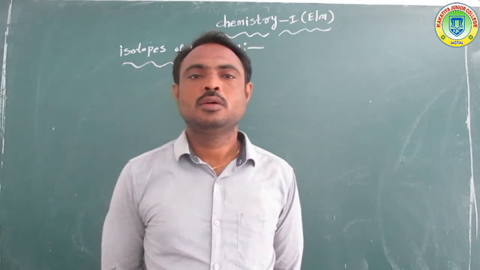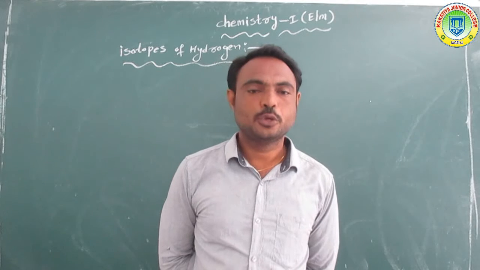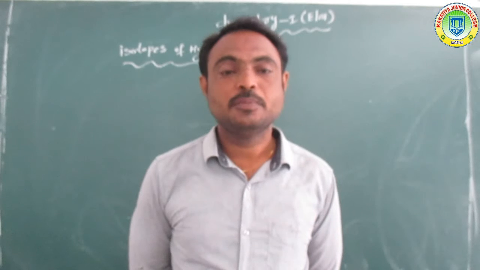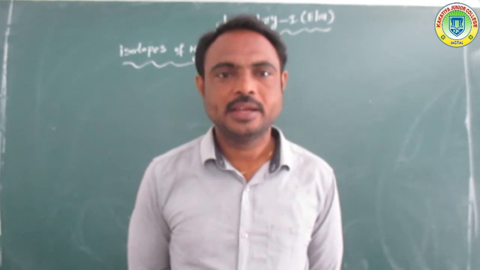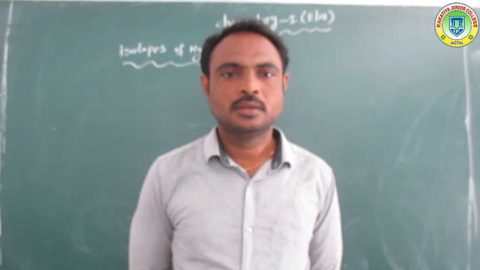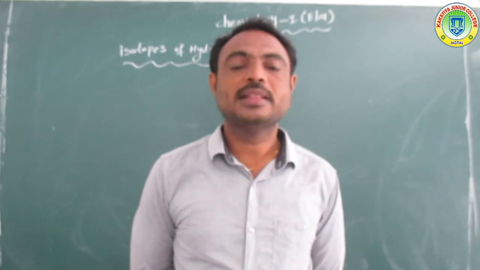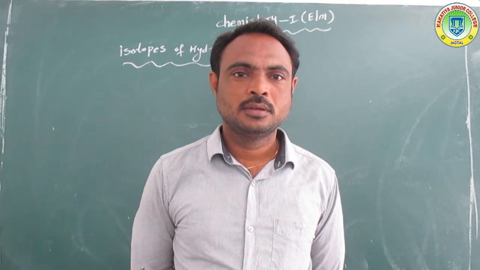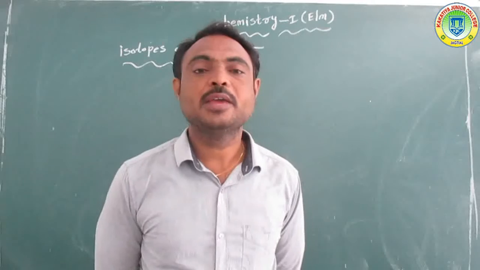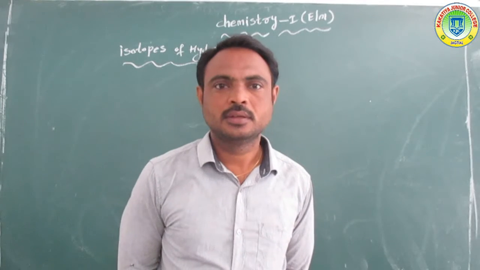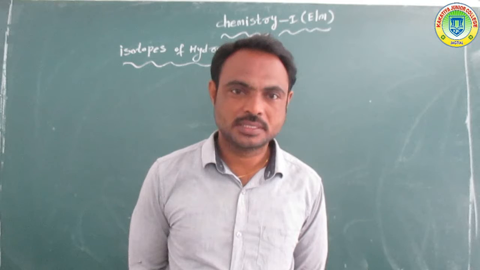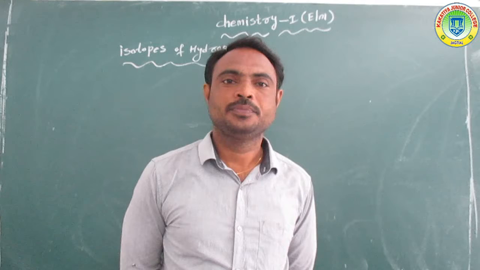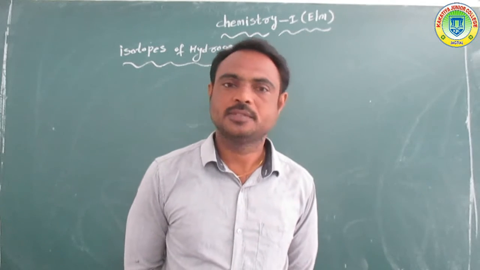So overall, what is the occurrence of the hydrogen element? Hydrogen is one of the most abundant elements in the universe. It is also available on the surface of the earth, and in the earth's crust. It is mainly available in compounds like hydrocarbons, meaning alkanes, alkenes, alkynes, and a number of other compounds.